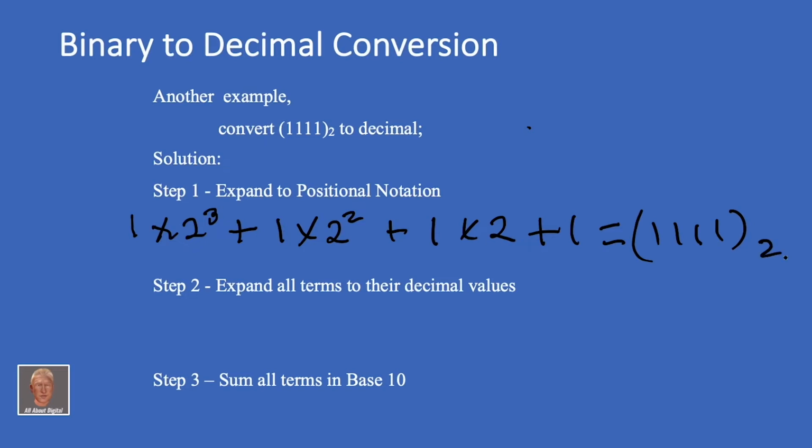Okay, second step. Expand all the terms to their decimal values. Well, 2 to the 3 is 8 times 1 is 8. So the first digit's 8. 2 squared is 4. So we add 4. The third term, 1 times 2. So we add 2. And then the final one is just a 1. And again, that's equal to 1111 base 2.